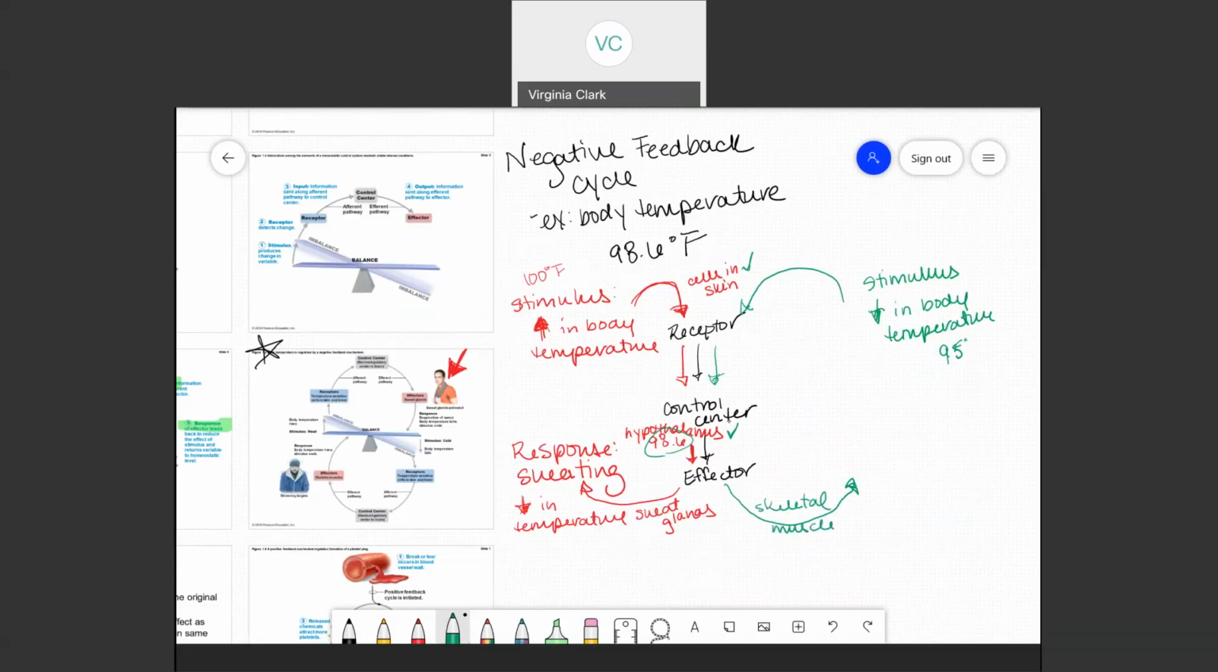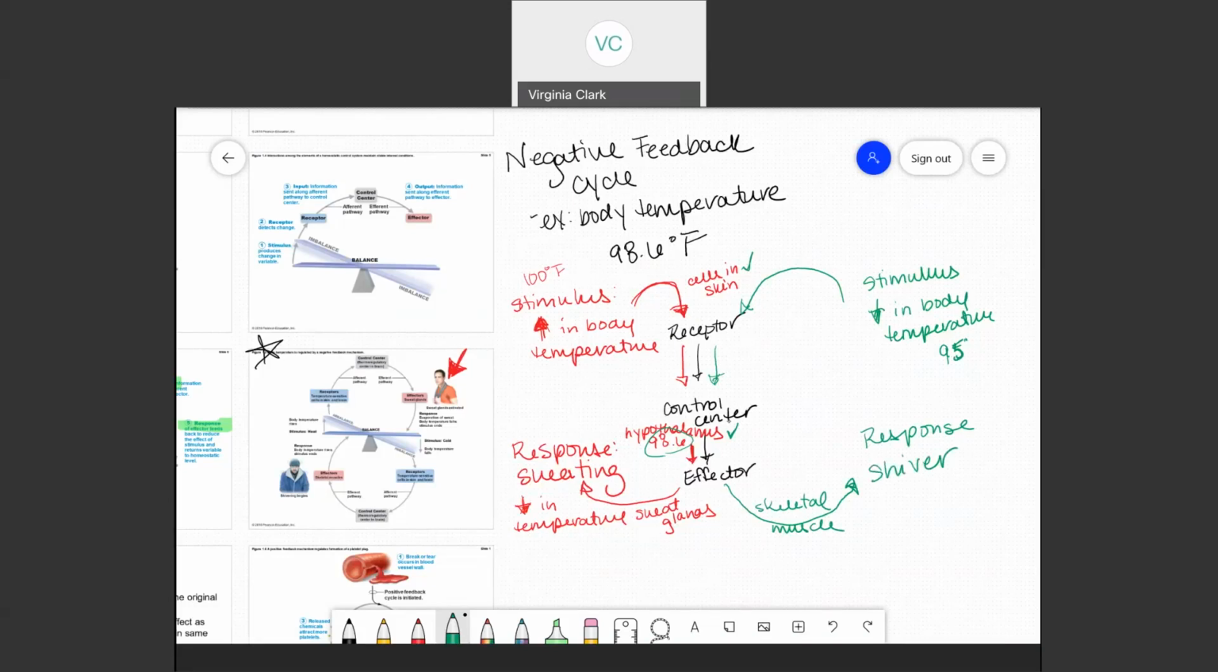And what the skeletal muscle is going to do is respond in a very specific way. So what happens if your body temperature drops really low, if you're waiting outside for someone to come pick you up, for the bus to come, for the MARTA train? If your body drops to 95 degrees, what you will eventually have when you go through this negative feedback cycle is your skeletal muscles will start to shiver.